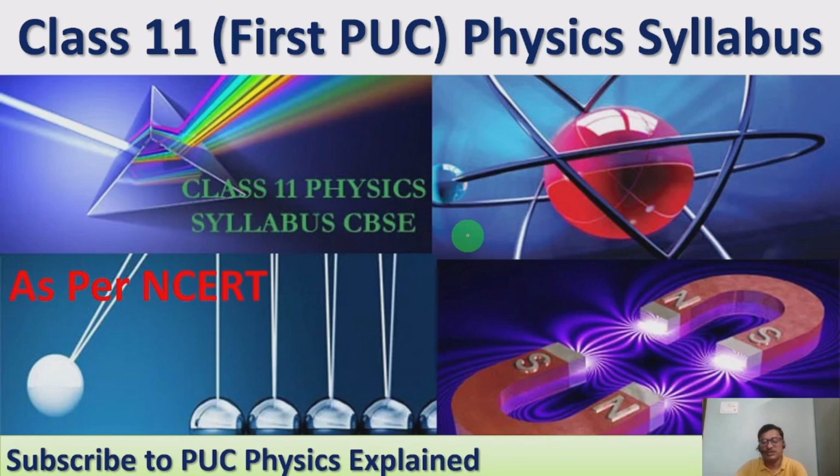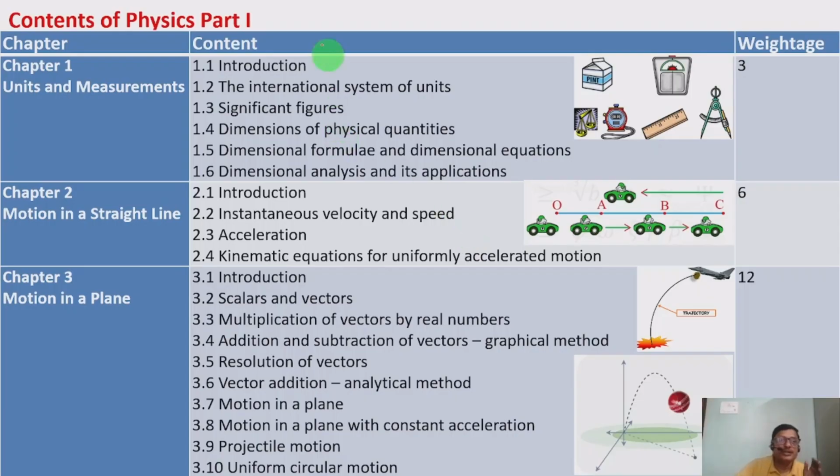I'll continue with the syllabus content. Here, contents of physics part 1. It contains two parts. Part 1 contains 7 chapters, part 2 contains 7 chapters. Totally 14 chapters are there.